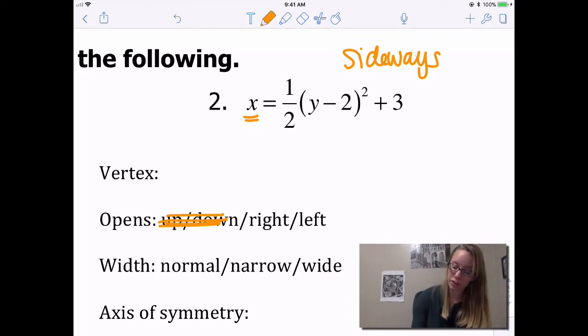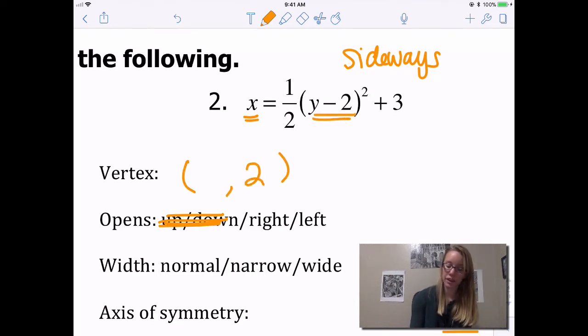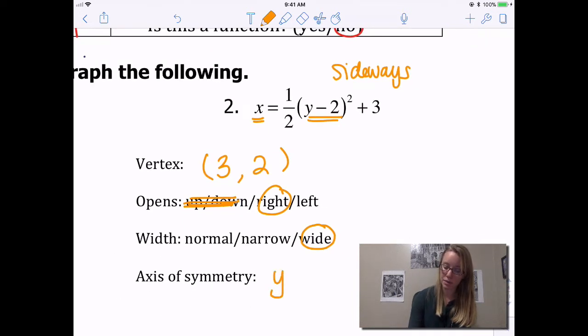Okay. My vertex, the y value is with the y, and it's going to be opposite. The x value is by itself, so I get 3. Okay, so (3, 2) is my vertex. Since that 1/2 is positive, since the whole function is positive, it's going to open to the right. It's a fraction, so it's wide. Then the axis of symmetry is going to be y equals whatever the y value is, so y equals 2.